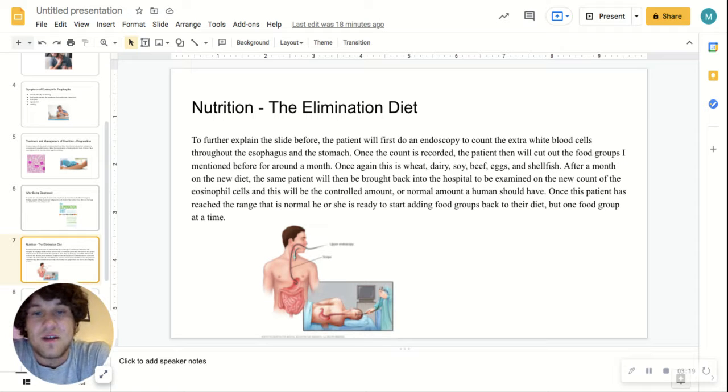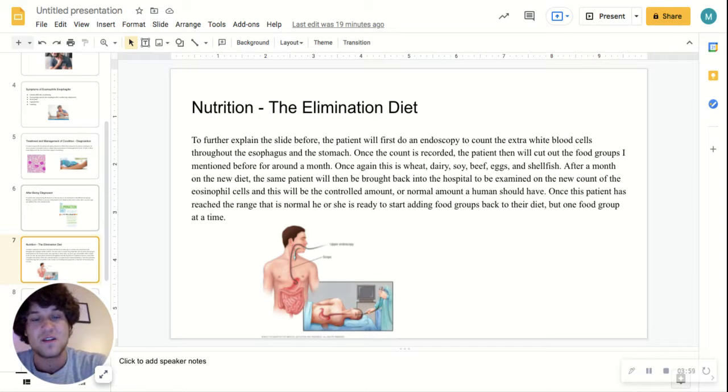And to further explain the slide before, the patient will first do an endoscopy to count the extra white blood cells throughout the esophagus and the stomach. Once the count is recorded, the patient will then cut out the food groups I mentioned before for around a month. And once again, this is dairy, soy, beef, eggs, and shellfish. After a month on the new diet, the same patient will be brought back into the hospital to be examined on the new count of eosinophil cells. This will be the controlled amount, or the normal amount a human should have.